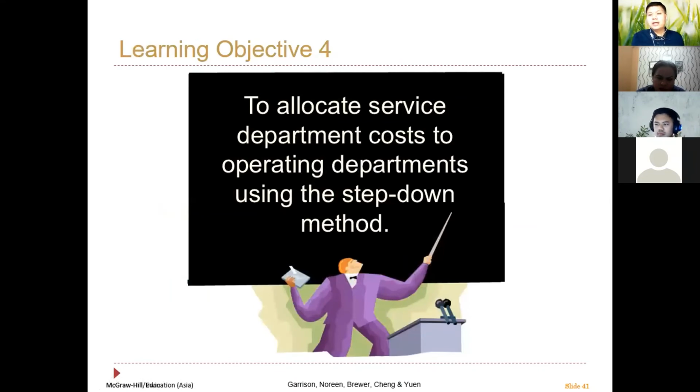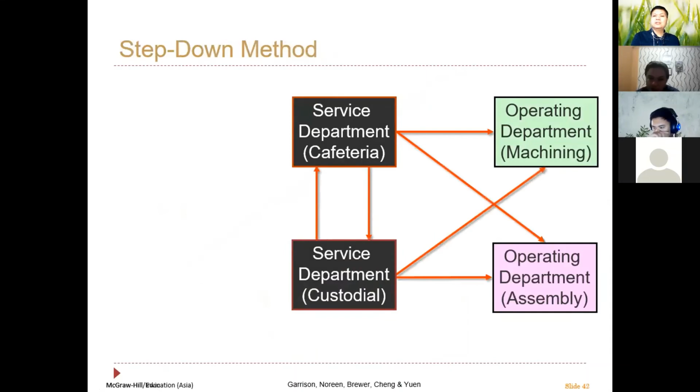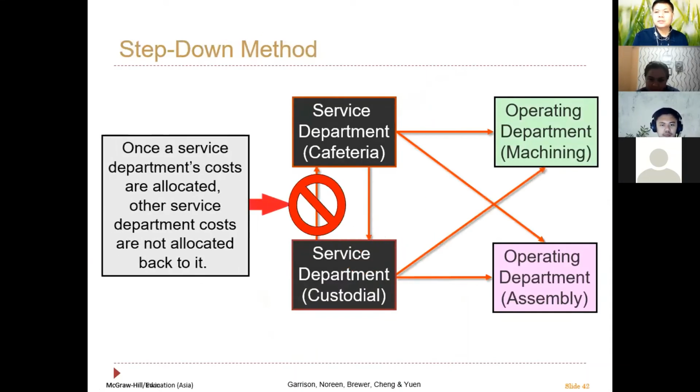Now, we discussed the direct method. Now we go to the step-down method. What is the step-down method? Can you explain how the arrows work in step-down? Start with cafeteria. I don't remember it exactly, but I think the first one is allocated to these service departments. Then the next service department's cost is allocated using the proportion of the remaining service departments. Wait, I'm not sure anymore, sir.